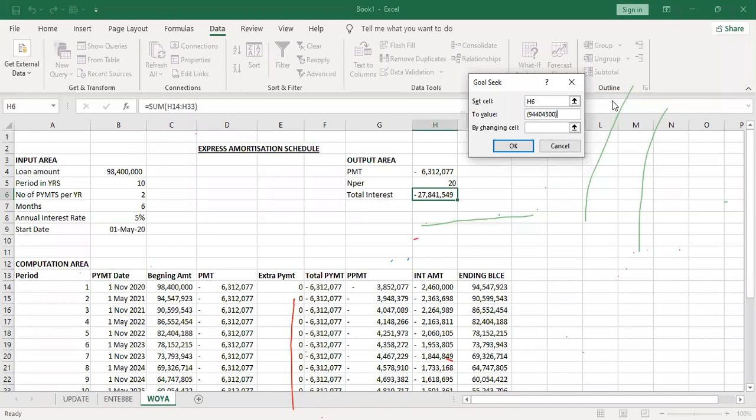Then after that, go and click where there is by changing cell. When you look at the question, copy the information in the area above to another worksheet, name it as lawyer, and establish what interest rate that should be, if the government of Uganda desires to pay total interest not exceeding 94,403,300. So the changing cell is the cell that has the interest rate. So when you click on by changing cells, go to the input area and click on the annual interest rate, which is 5%.